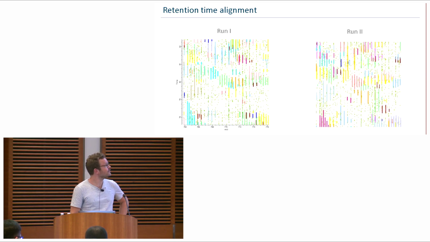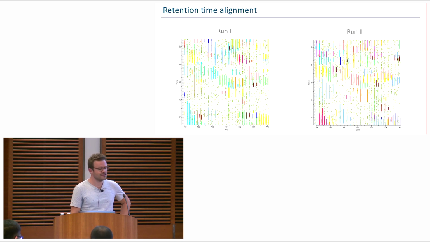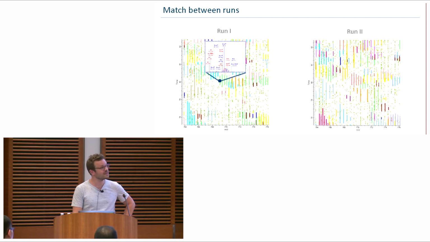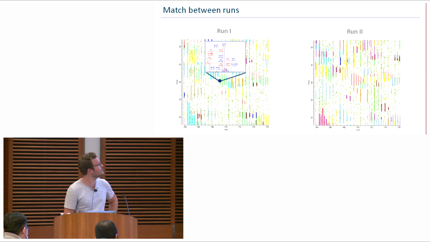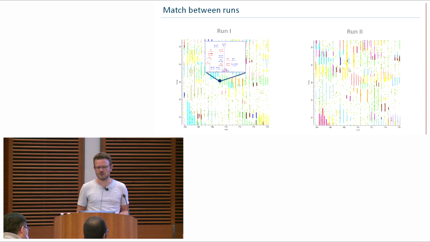So again, here we see our alignment, and then this is the problem. We have an identification on one side, but here there is no peptide identified. So how should we compare? What should we compare to each other?